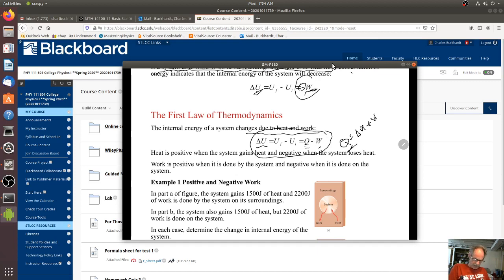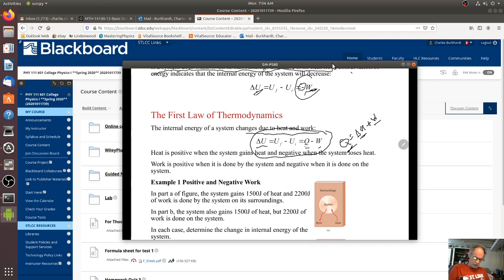If I add some heat to a system, there's two things it can do. It has to go somewhere. It can change the internal energy. That is, the heat can go into changing the amount of kinetic energy of all the atoms, or it can do work.